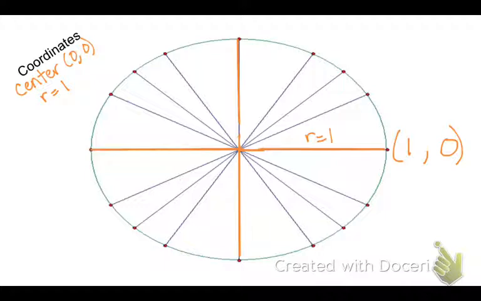Moving around the circle to my 90-degree angle, that is 1 unit above the origin, which is the point 0, 1. Continuing to 180 degrees, that would be 1 unit to the left of the origin, which is -1, 0. And then last but not least, 1 unit below, or 270 degrees, is the coordinate 0, -1.